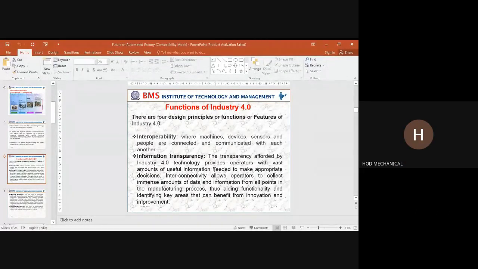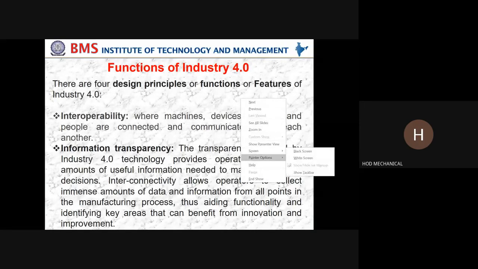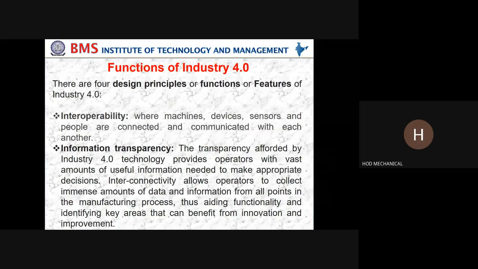Basically, you need to understand that there are plenty of devices present in the manufacturing environment. As you can observe, we'll have the machines, the machineries. Machines, devices are nothing but your A to D converters, D to A converters, all that, and you have the sensors and the people.